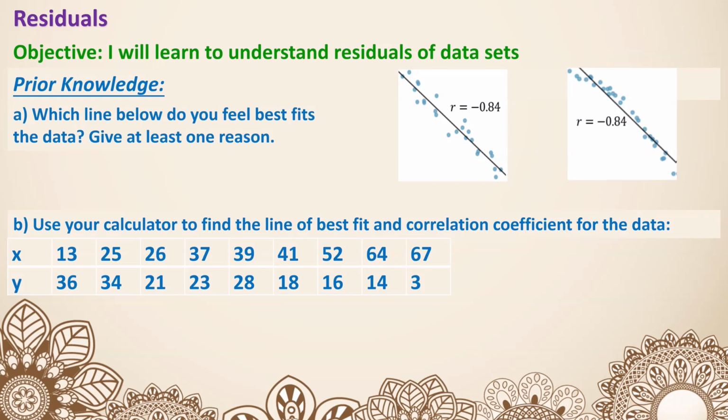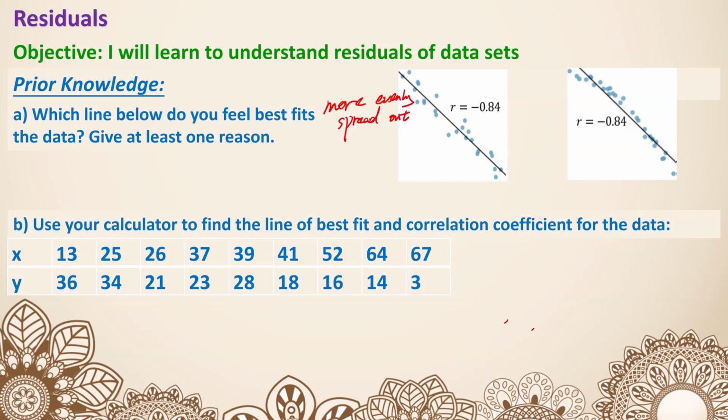Now let's have a look. Question A. Which line below do you feel best fits the data? Give at least one reason. And for here, you can actually argue either one. So you can say, I think the first one is actually better because it's more spread out, for example. More evenly spread out. Okay, that's one way to describe it.